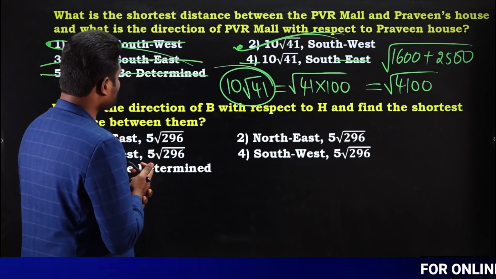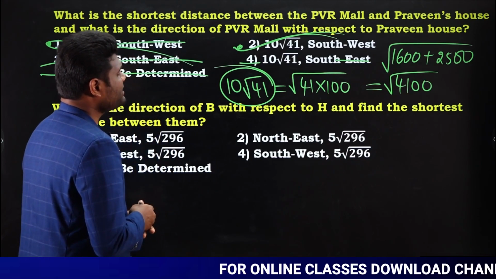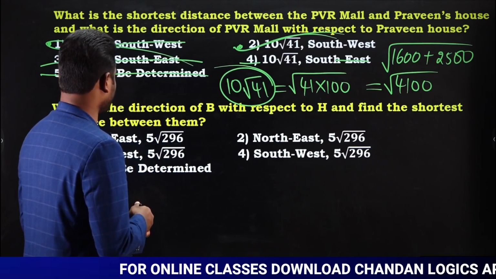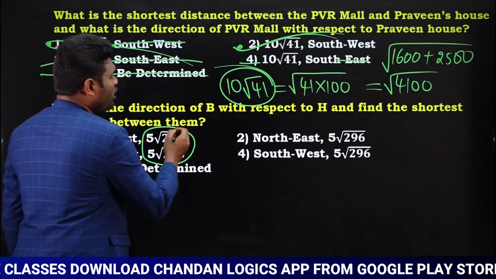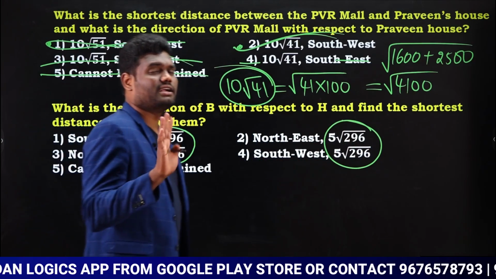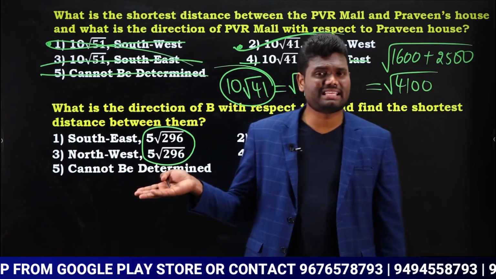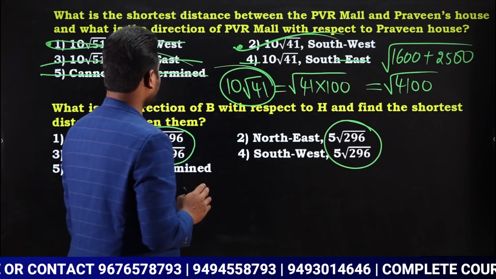What is the direction of B with respect to H? And find the shortest distance between them. Now if you observe, in all of this, distance is constant. So don't calculate distance. Just look at the direction. Why? Anyway, distance is constant. Just look at the direction. Sufficient. Now we need to know the direction.